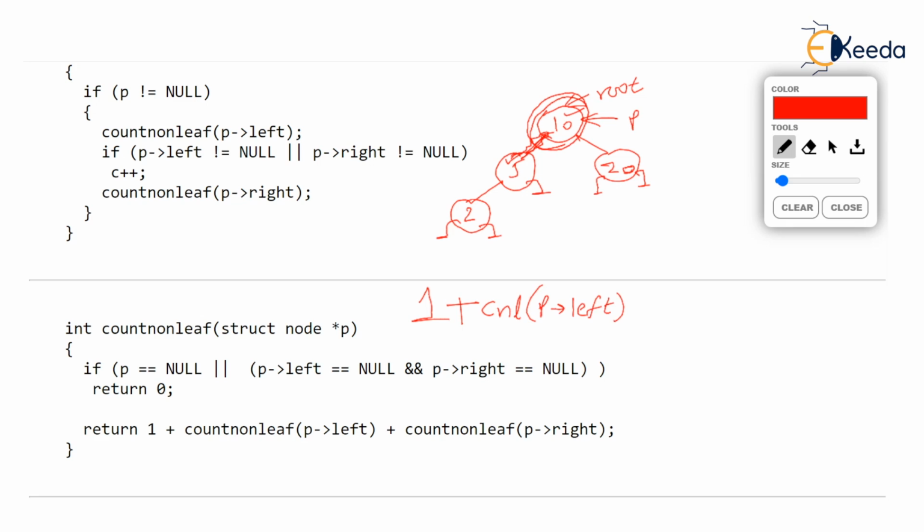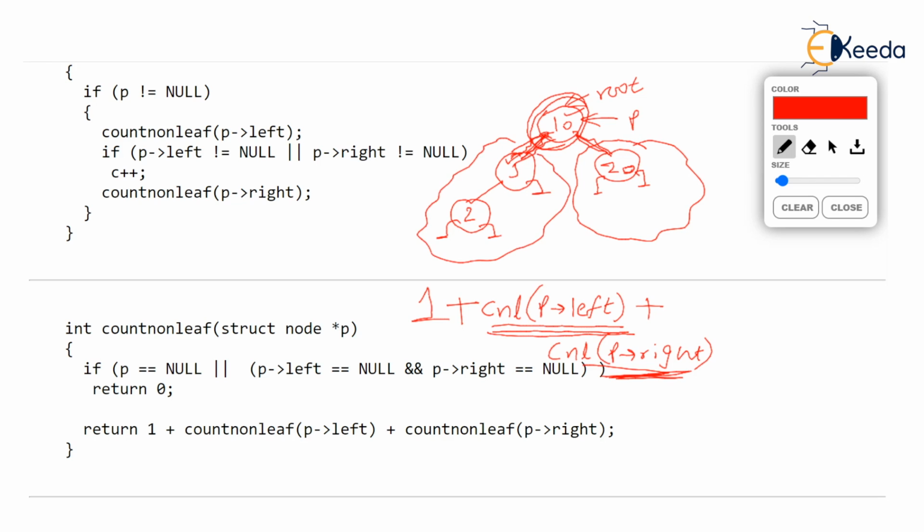So this function is appointed for doing the work of counting the number of non-leaves in the left branch of 10, plus adding it to how many non-leaf nodes there are on the right. So this recursive call, count non-leaf P arrow right, is going to take the recursive call for 20, and it is going to count how many non-leaf nodes are there in the right branch, and count non-leaf P arrow left is going to count how many non-leaf nodes are there in the left branch, and both these counts will be added, obviously.